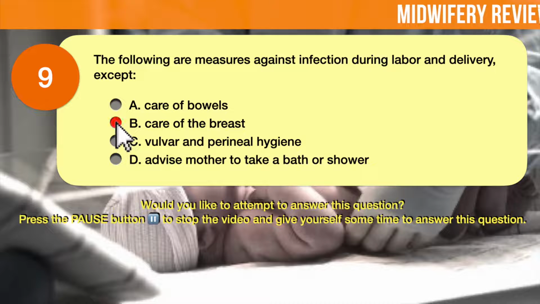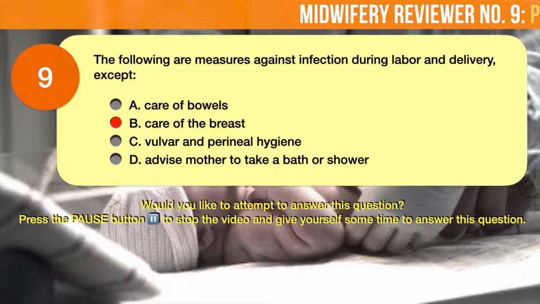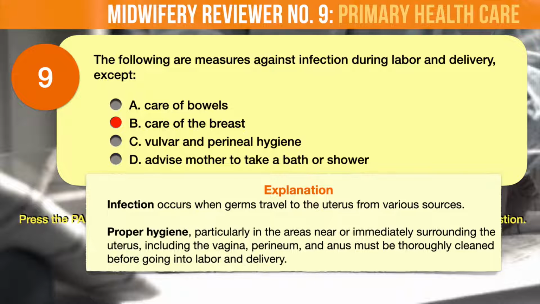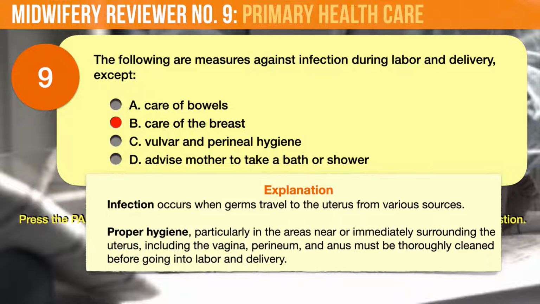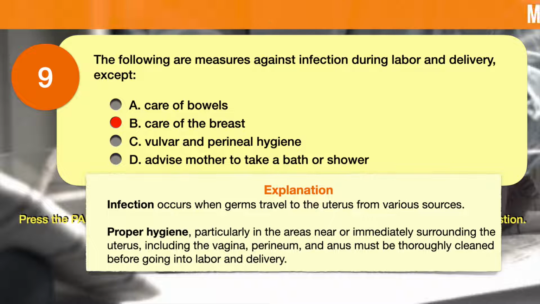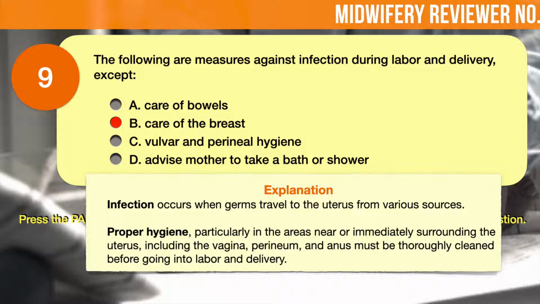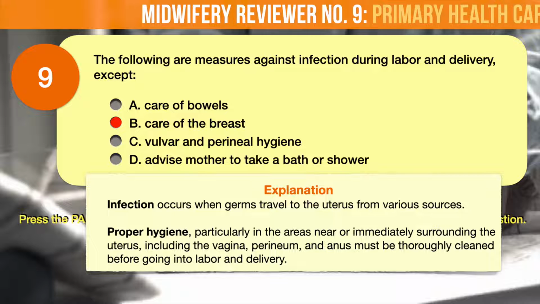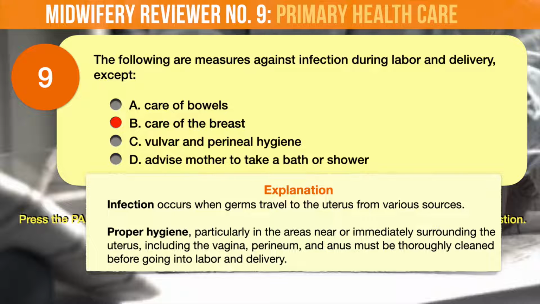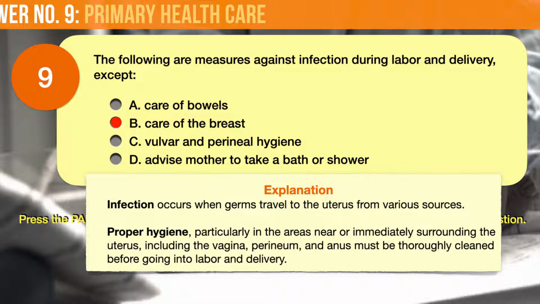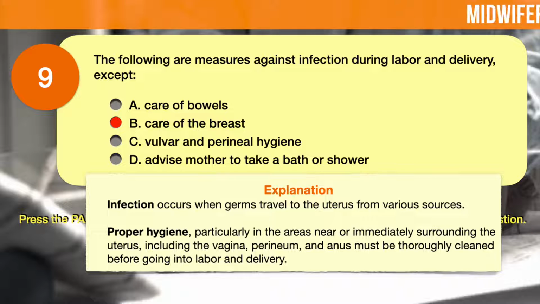The correct answer is B. Care of the breast is not among the measures against infection during labor and delivery. Sometimes complications can occur during the labor or delivery process for various reasons, including infection. Infection occurs when germs travel to the uterus from various sources. Proper hygiene, particularly in the areas near or immediately surrounding the uterus, including the vagina, perineum, and anus, must be thoroughly cleaned before going into labor and delivery. Although it is ideal for the mother to ensure and maintain overall or full body hygiene, the breasts are not close enough to the uterus to cause infection during labor and delivery.